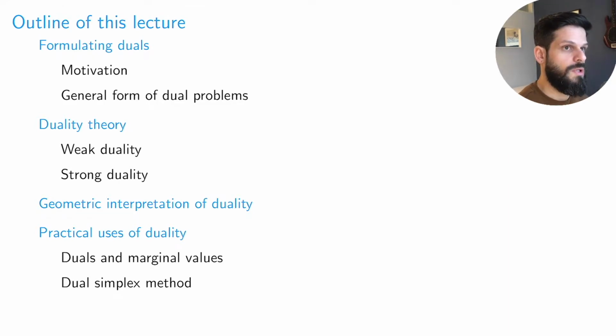And then we'll look into some important theoretical results associated with duality. Then I'll give you a geometrical interpretation of what duality means in the context of linear programming. And then we'll look into two practical applications of duality, which is looking into dual values as marginal values, and then the dual simplex method, which is a variant of the simplex method that has been found to be quite often more efficient in terms of computational performance. It's pretty much one of the most used forms of simplex method in professional implementations of the simplex method.